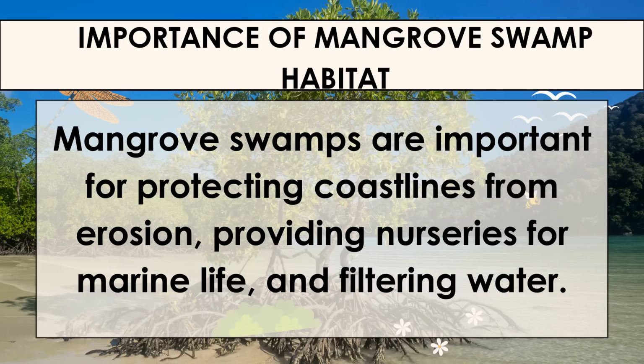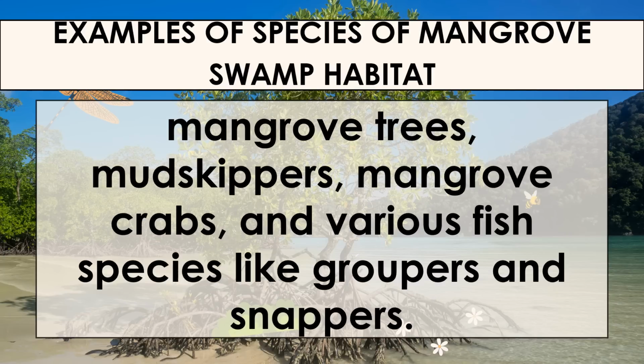Importance of mangrove swamp habitat. Mangrove swamps are important for protecting coastlines from erosion, providing nurseries for marine life, and filtering water. Examples of species of mangrove swamp habitat: mangrove trees, mudskippers, mangrove crabs, and various fish species like groupers and snappers.